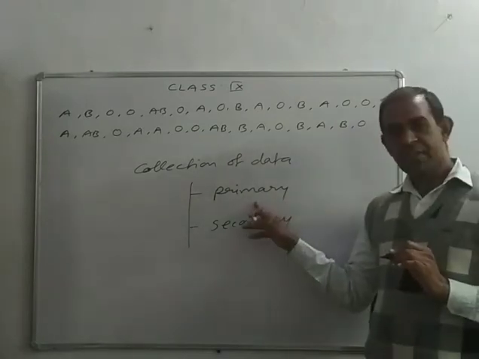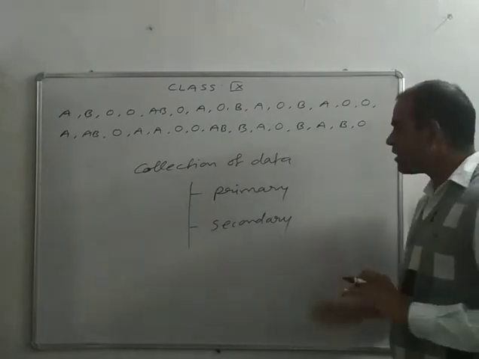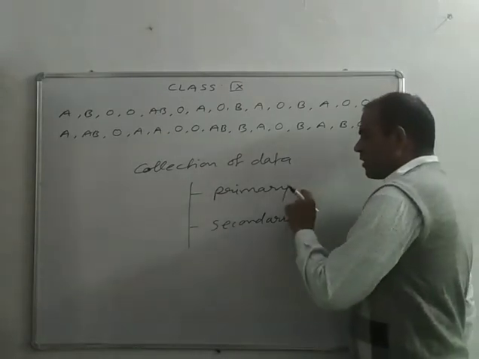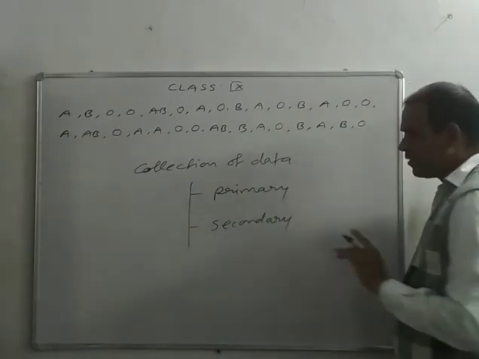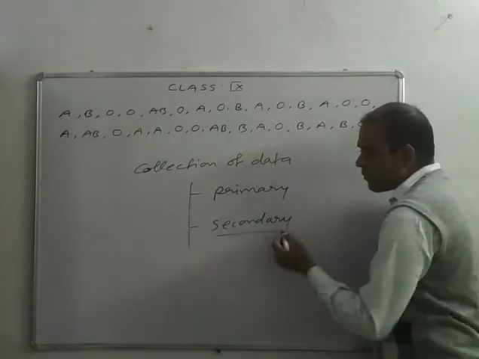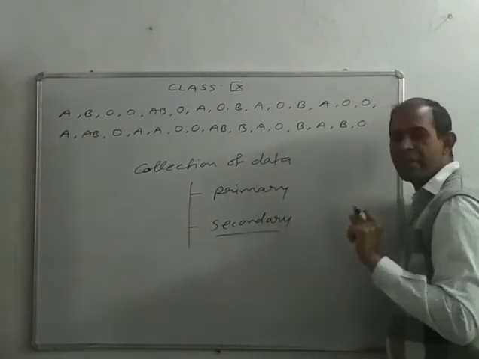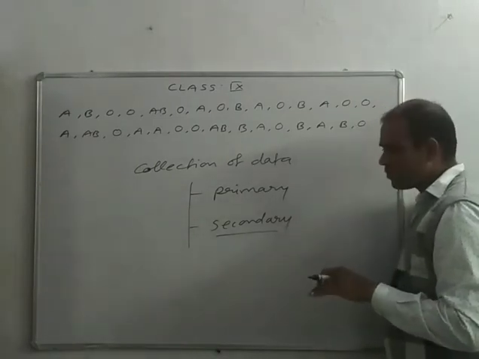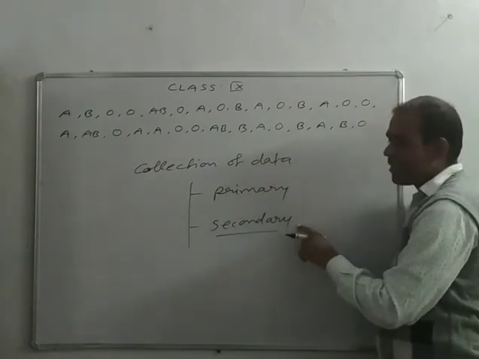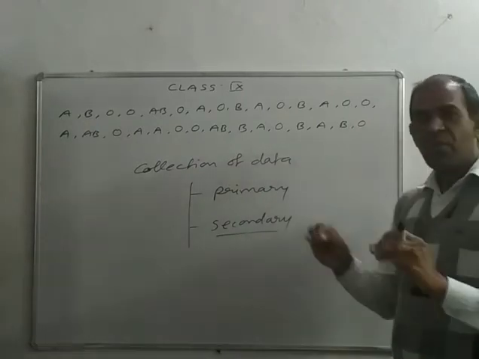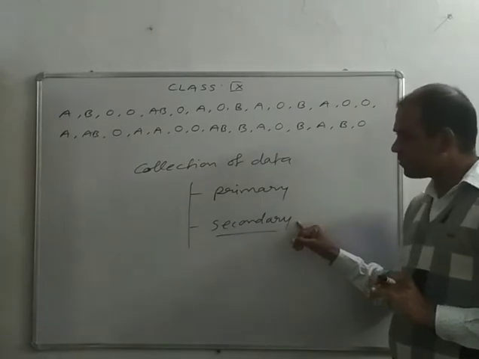In the primary collection, the investigator investigates all the data and collects them. This data is called primary data. And secondary data is well prepared data. If you want to collect the data from a particular agency or a particular resource, this type of data is called secondary data.